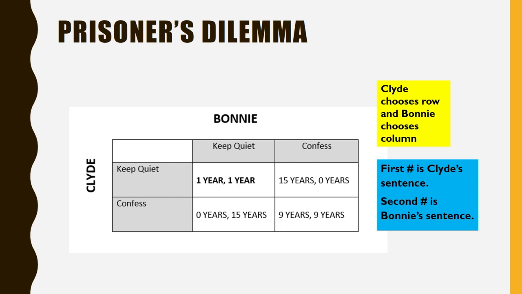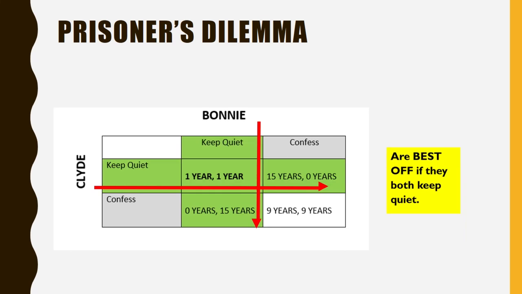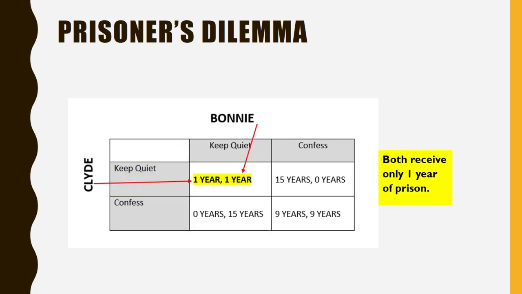All right, so we're going to practice with this. Now, do we agree that they're best off if they both keep quiet? So, Clyde says he'll keep quiet, Bonnie says she'll keep quiet, and do you agree that we're going to end up in that first box, right? So, Clyde's chosen a row, Bonnie's chosen a column, they both keep quiet. So do you agree that that's going to put us in this outcome right here? 1 year, 1 year.